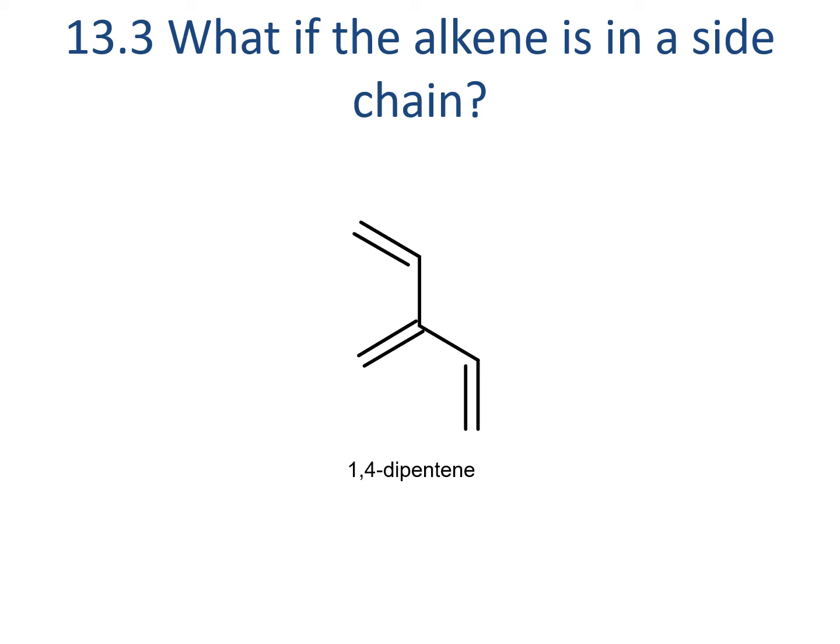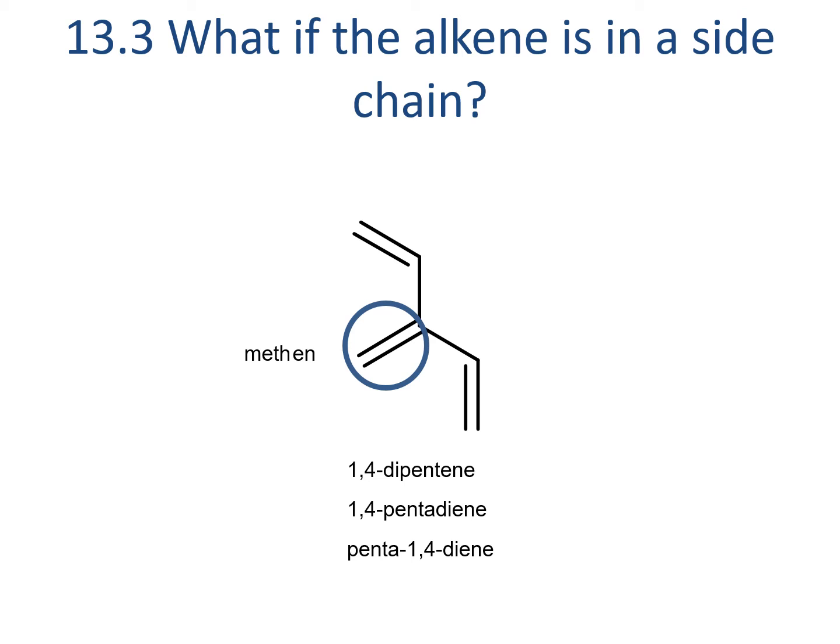The main chain is 1,4-dipentene, or 1,4-pentadiene, or even penta-1,4-diene. All are acceptable names for the same main chain. That leaves the pesky side chain with a 1 carbon and an alkene. But we know how to refer to a single carbon, meth, right? And we know how to refer to alkenes, we just use -ene.